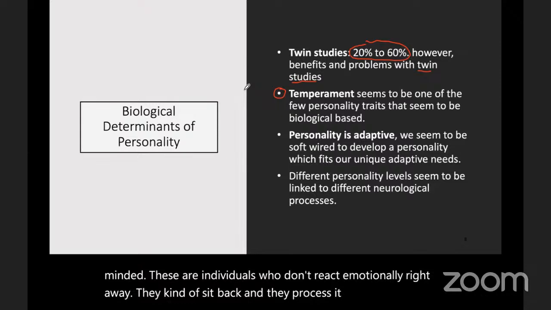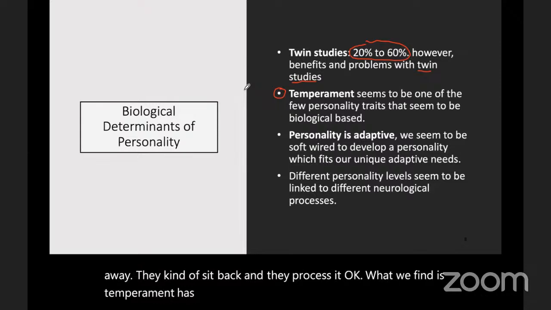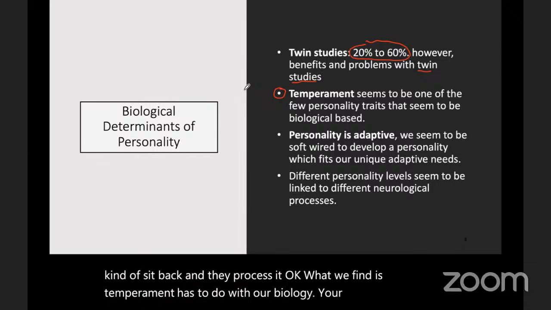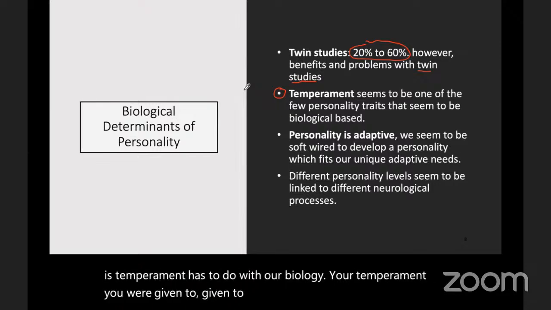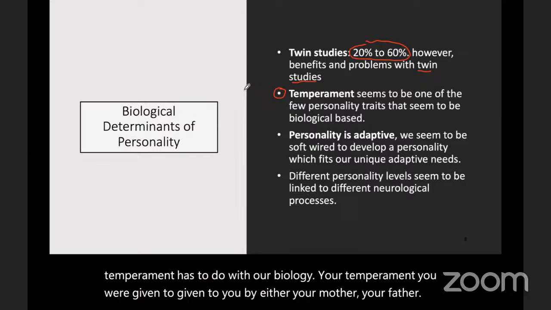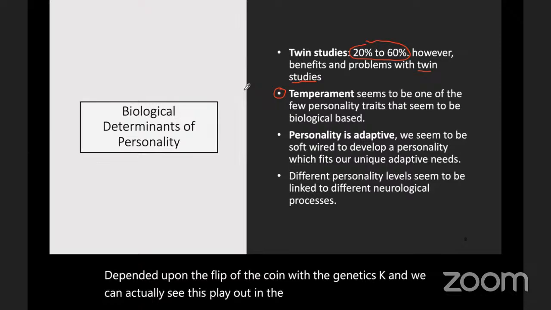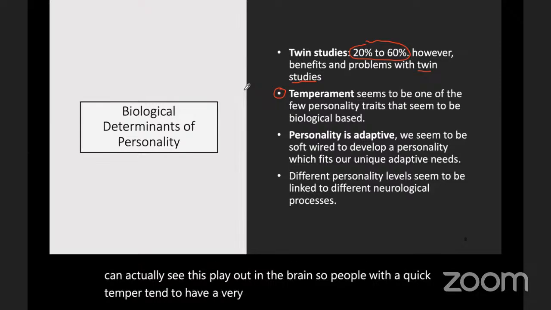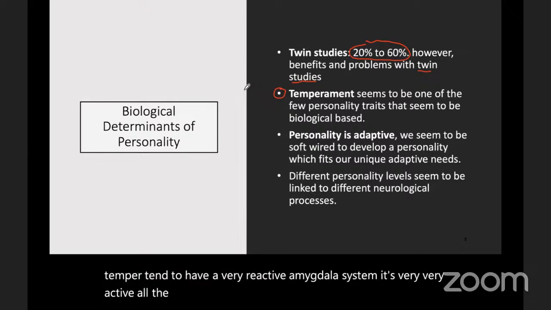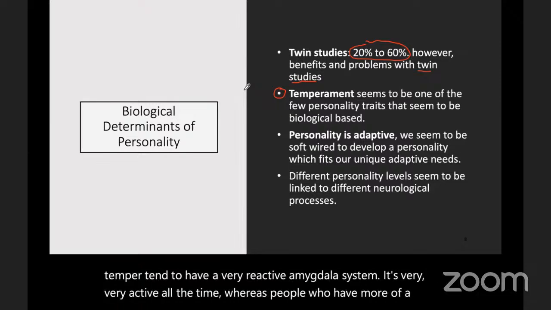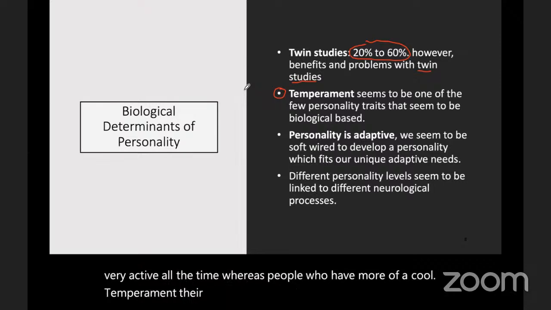Okay. What we find is temperament has to do with our biology. Your temperament was given to you by either your mother or your father, dependent upon the flip of a coin with the genetics. Okay, and we can actually see this play out in the brain. So people with a quick temper tend to have a very reactive amygdala system. It's very, very active all the time. Whereas people who have more of a cool temperament, their amygdala area isn't as reactive.